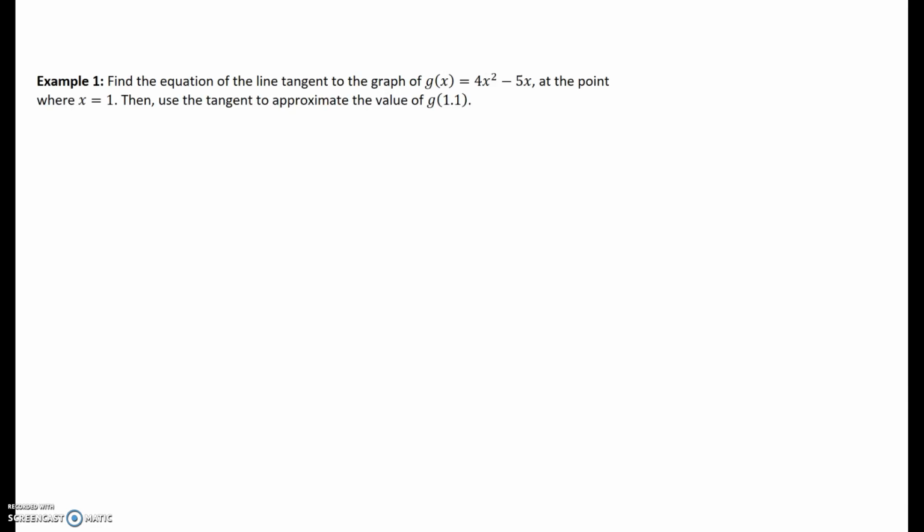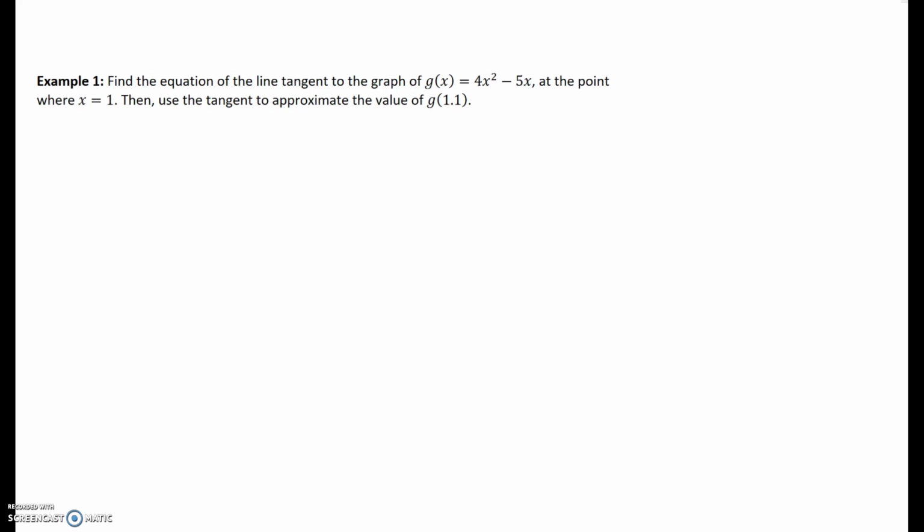Okay, so we're going to use the equation of the line tangent to the graph of g of x equals 4x squared minus 5x when x is equal to 1 to approximate the value of g at the point where x is 1.1. So this is how we go about doing this problem.